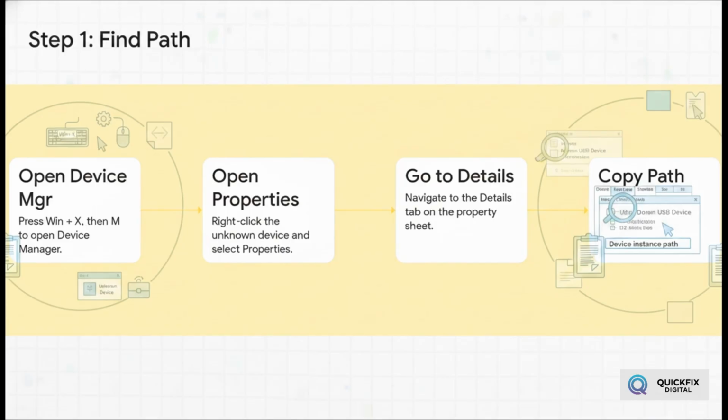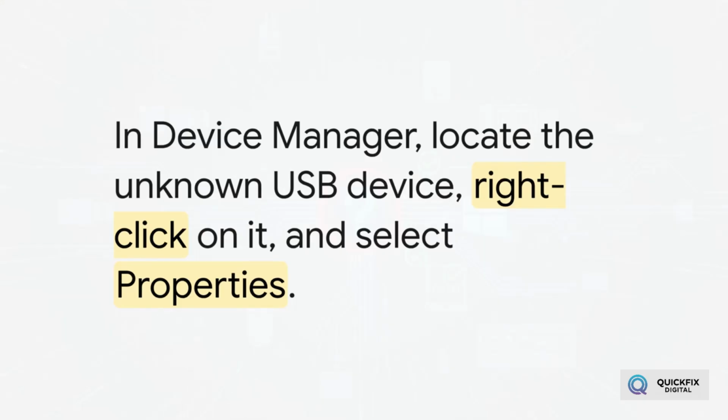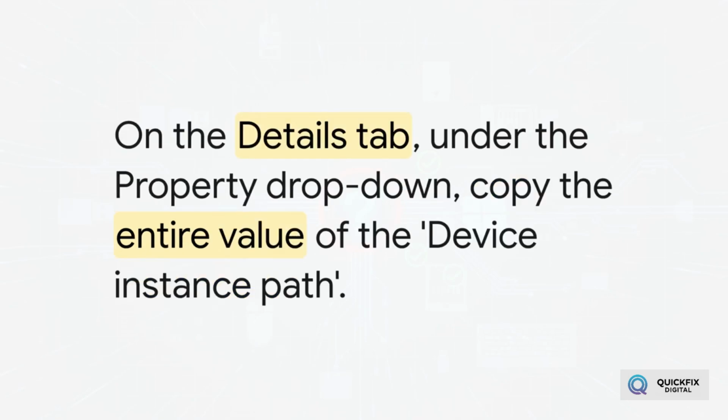Okay, first step, we've got to find your device's unique path in Device Manager. Just right-click on that unknown device and go ahead and select Properties. Now go to the Details tab. You're going to want to copy that whole device instance path value.